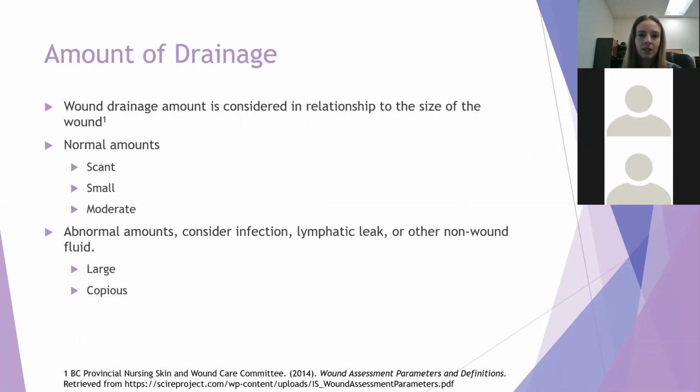The wound drainage amount is considered in relationship to the size of the wound. Your normal amounts are scant, small, and moderate. Your abnormal amounts, where you want to consider an infection, lymphatic leak, or other non-wound fluid, is if you're getting large or copious amounts.